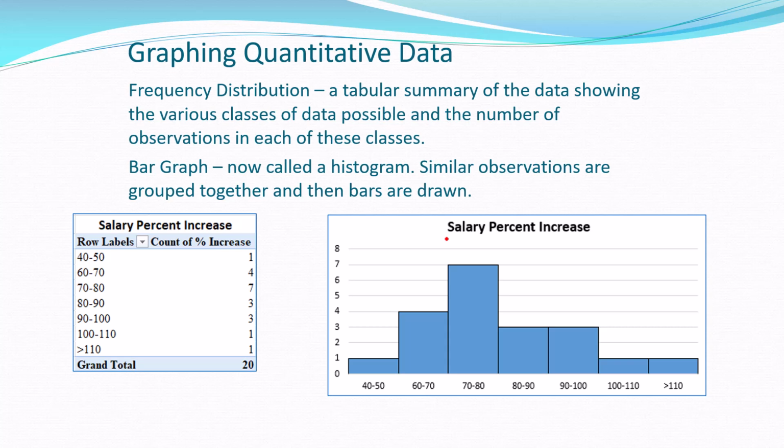You have a whole host of options that you can use or values you can see when you're working with quantitative data. And so what we do, rather than let each individual value represent its own category, for instance, we group similar observations together and we call them classes. So a tabular summary now of the data showing the various classes of data possible and the number of observations in each of these classes.